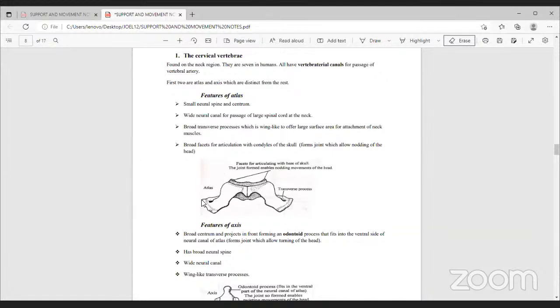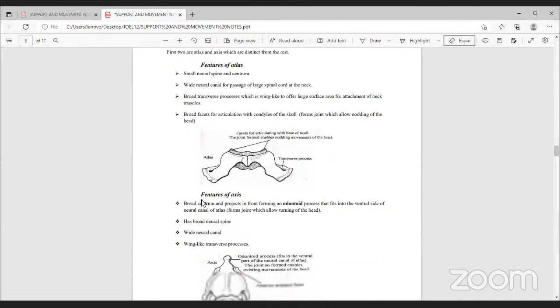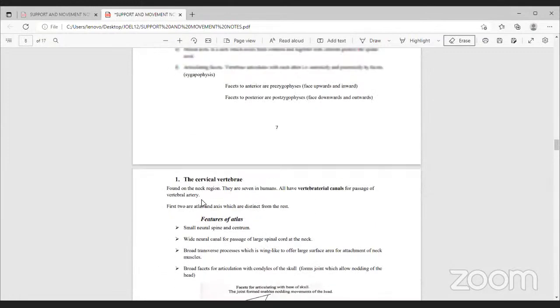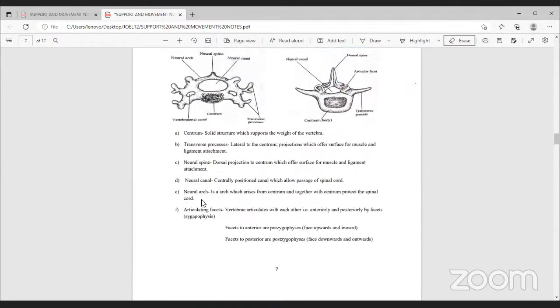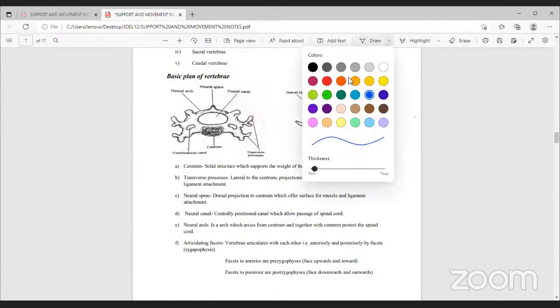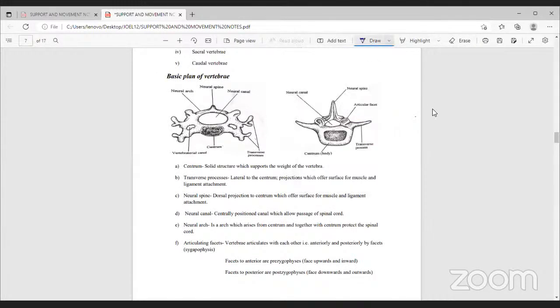All cervical vertebrae have vertebral canal. That one is very important. I'll take you back to this one here, this bone here. Let me take you back here. The first bone here, let me highlight it a bit. Let me highlight this one here. This bone here. Somebody might draw this bone for you, not label anything.